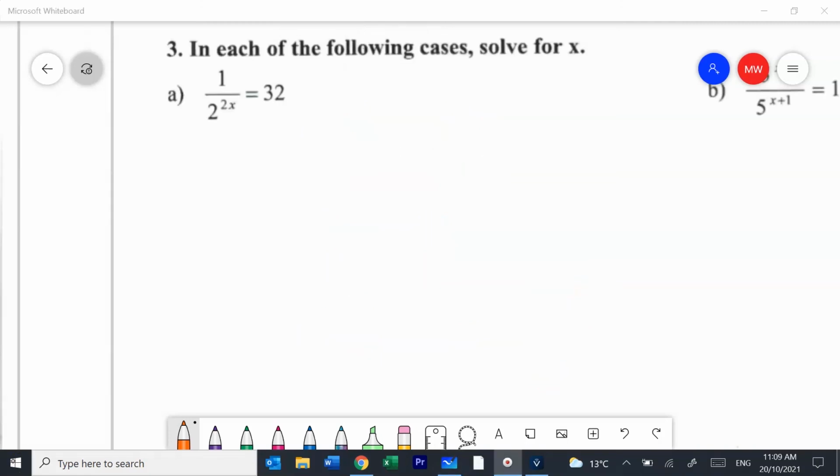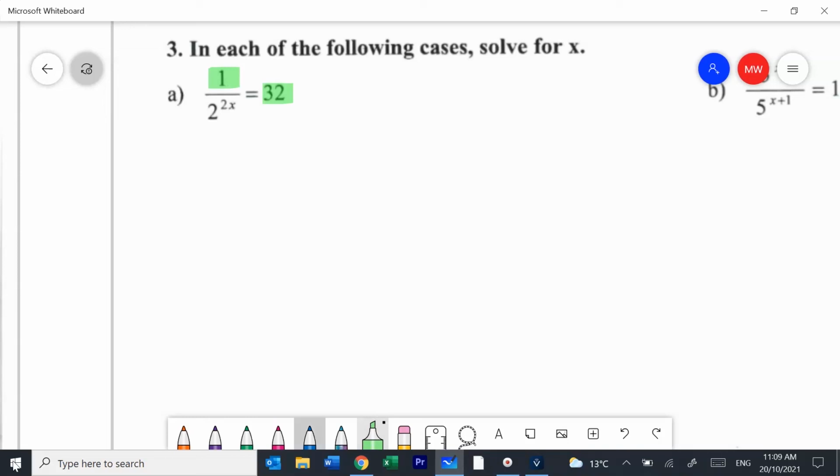Right, question 3, we've got indices that lead to logs. So this time, instead of hunting for an x that's a base number, we've got x's up in the indices. So what we need to do is try and make all the base numbers the same. So we're going to manipulate the number 1 and the number 32 to give them a base of 2.